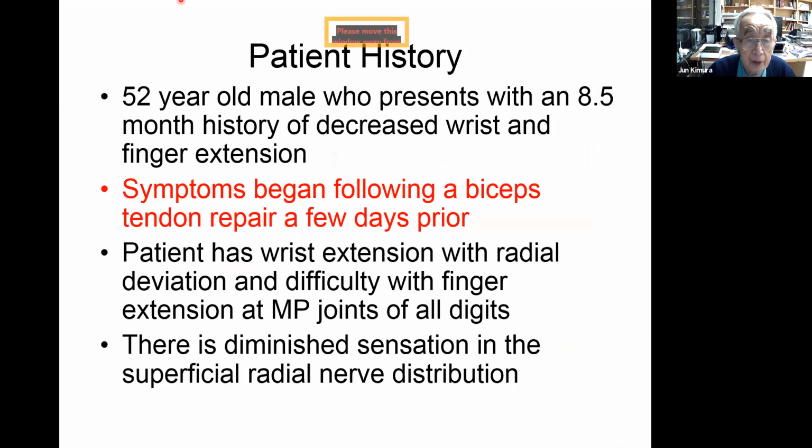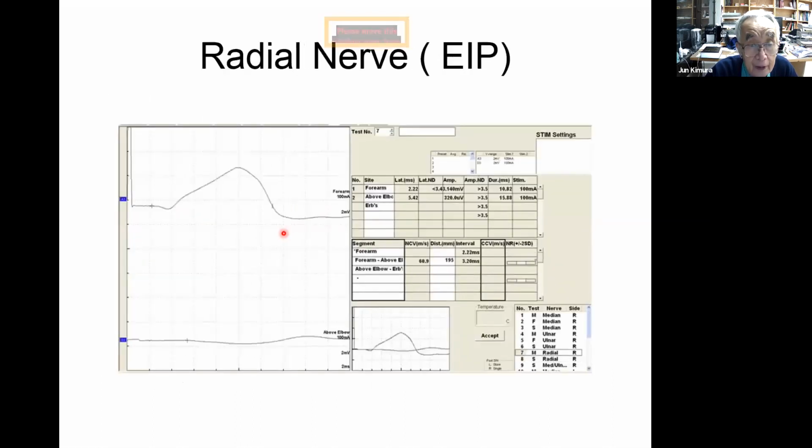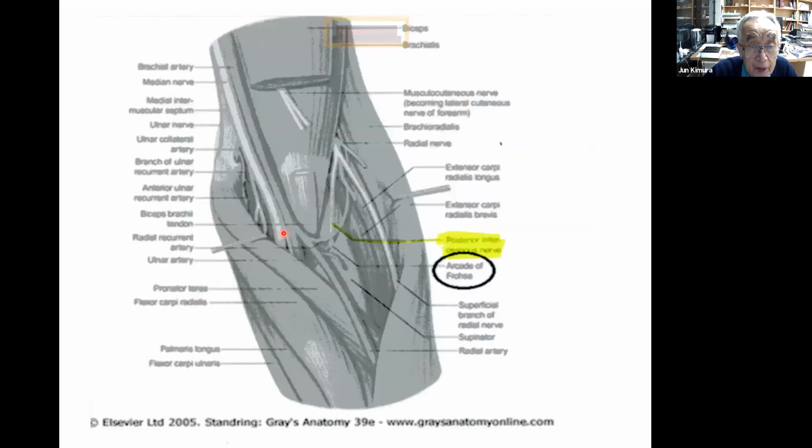So let me give you another patient for comparison. I think this is a very good comparison. This is a 52-year-old. This patient developed the same kind of symptom, which began following a biceps tendon repair. Remember, it's the same area. Let me go back and see. See, biceps tendon is here.